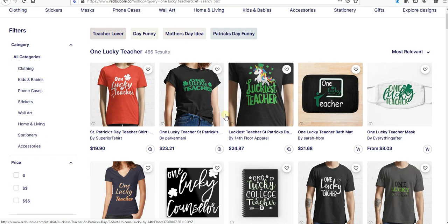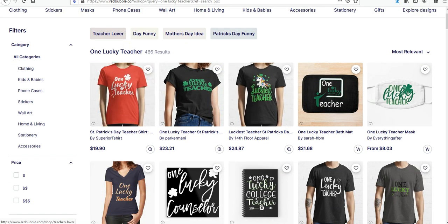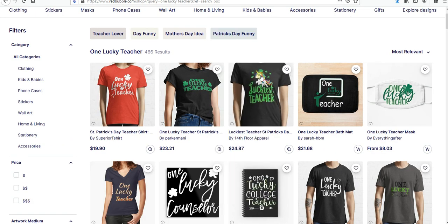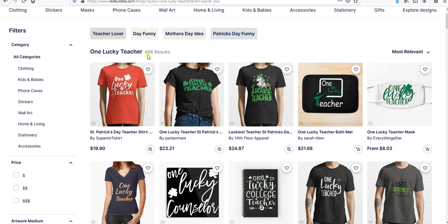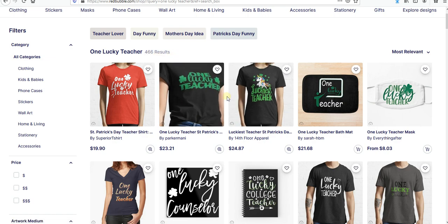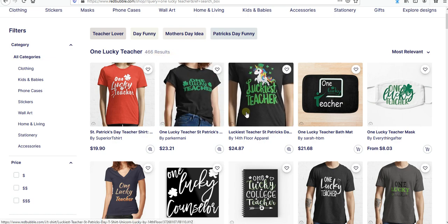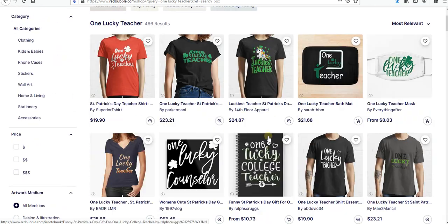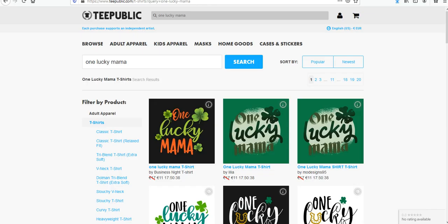Here we go. It's almost the same design, as we can see. And you can see it's 466 results. So the competition is really low, and you can easily get on the first page and start selling your designs right now, guys. And the last thing, you can also get some inspiration from TeePublic.